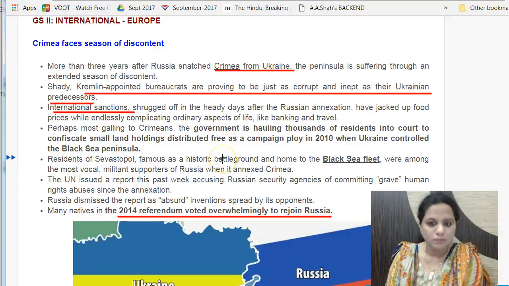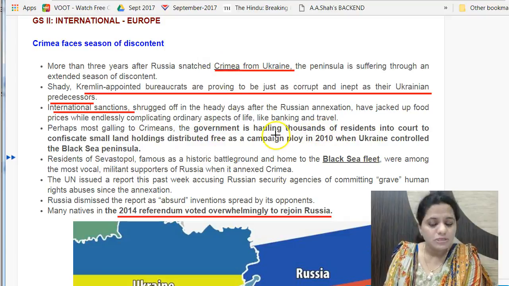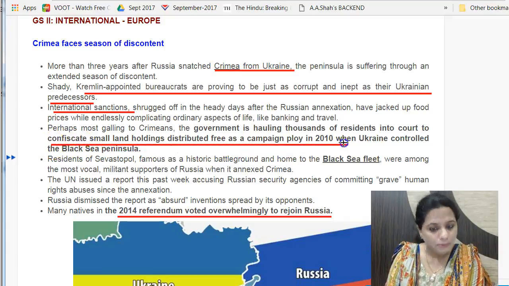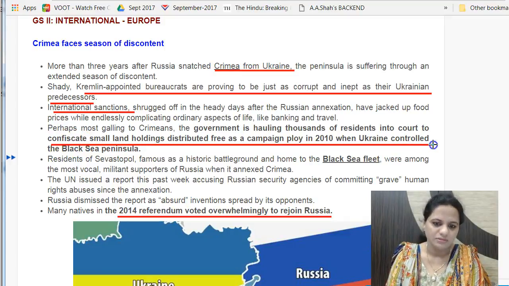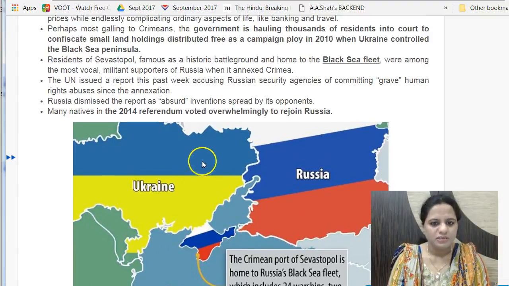You can see one more issue which the Ukrainians are facing: the government is taking thousands of residents to court because they are confiscating small land holdings which were distributed freely as a campaign in 2010 when Ukraine was controlling this region. So this is the Black Sea Peninsula, the Crimea region. You can see it's a peninsular region; peninsula means surrounded on 3 sides by water. So it's called the Black Sea Peninsula, the Crimea region, which is now under Russian control.